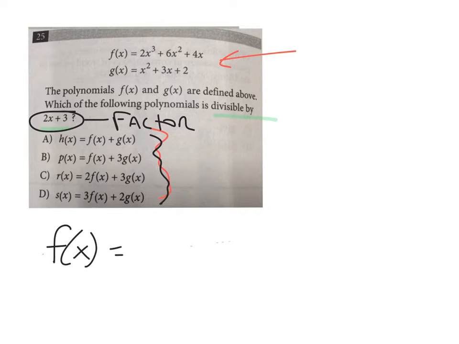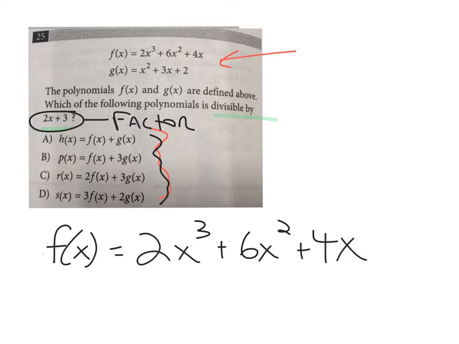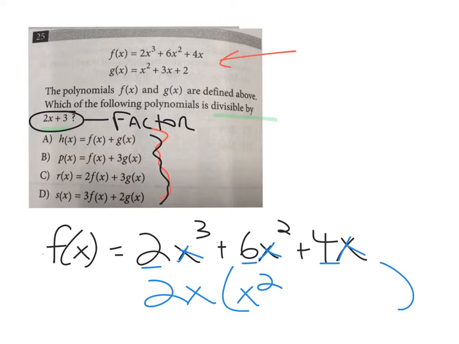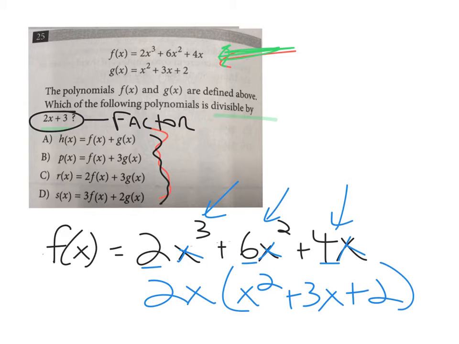Before I try to simplify any of these answer choices, if I have f of x, this particular function has a greatest common factor. 2 goes into all the numbers, and here you have an x, an x, and an x. 2x is going to be the greatest common factor. So if I factor out a 2x, that's going to leave me with 2x times x squared is 2x to the third. 2x times 3x is going to give me 6x squared. And then 2x times 2 is going to give me 4x. So this function f of x is the same as 2x times parentheses x squared plus 3x plus 2. So when it says f of x, I'm not going to throw in this version of f of x, but rather this form of f of x.